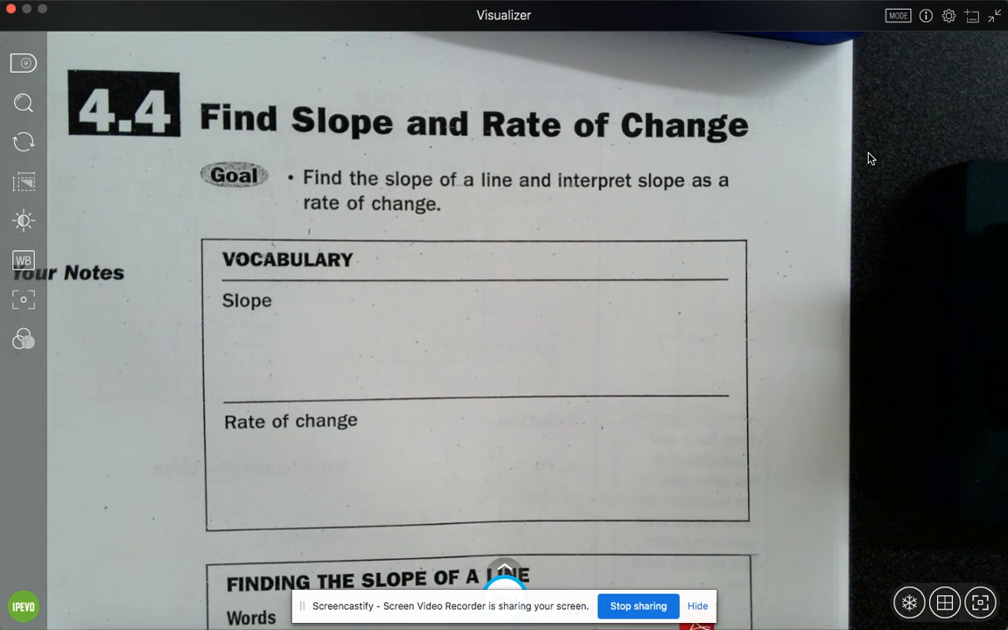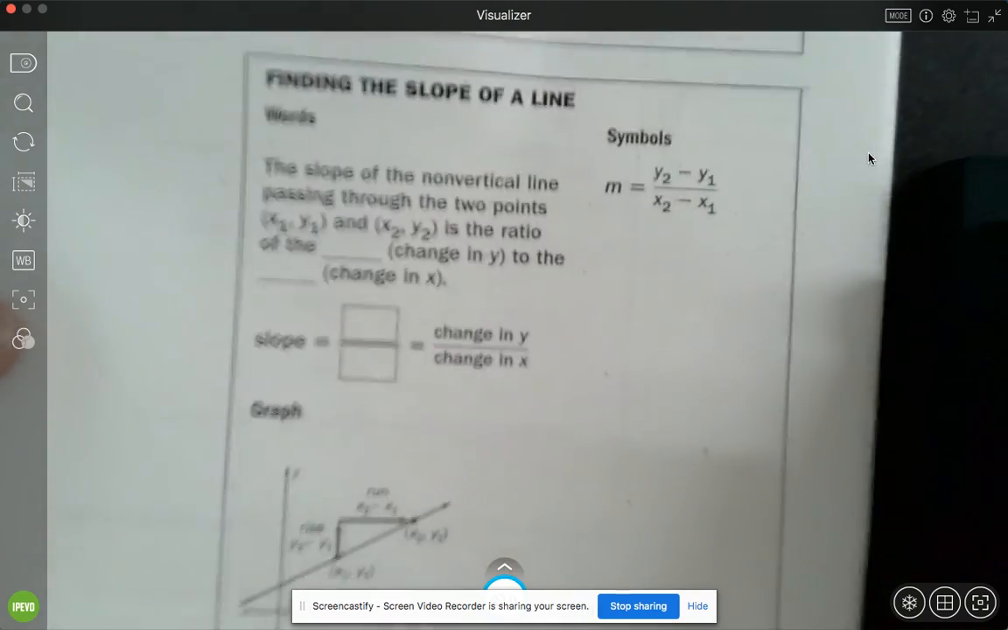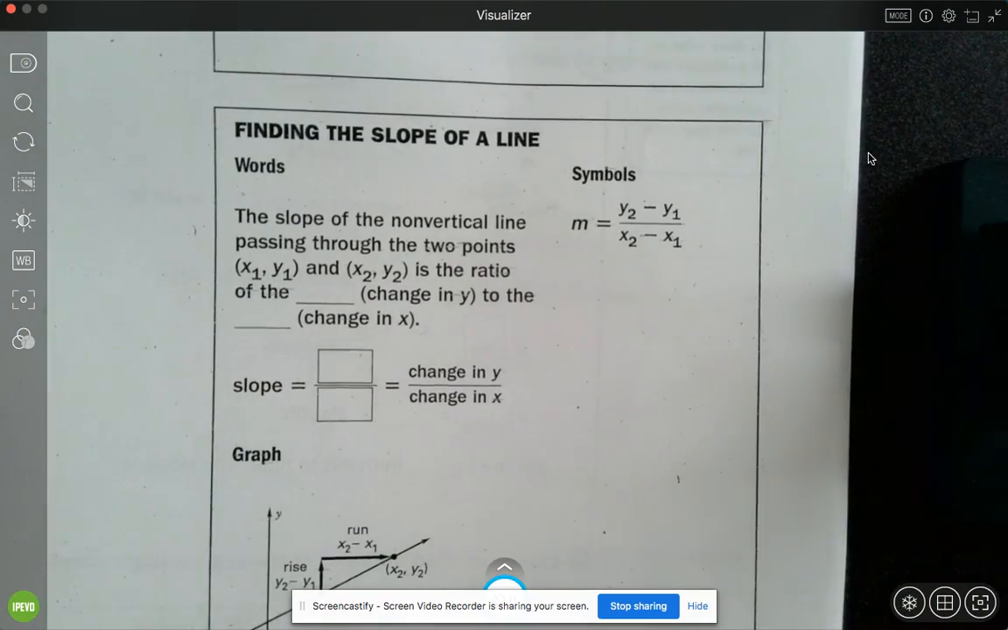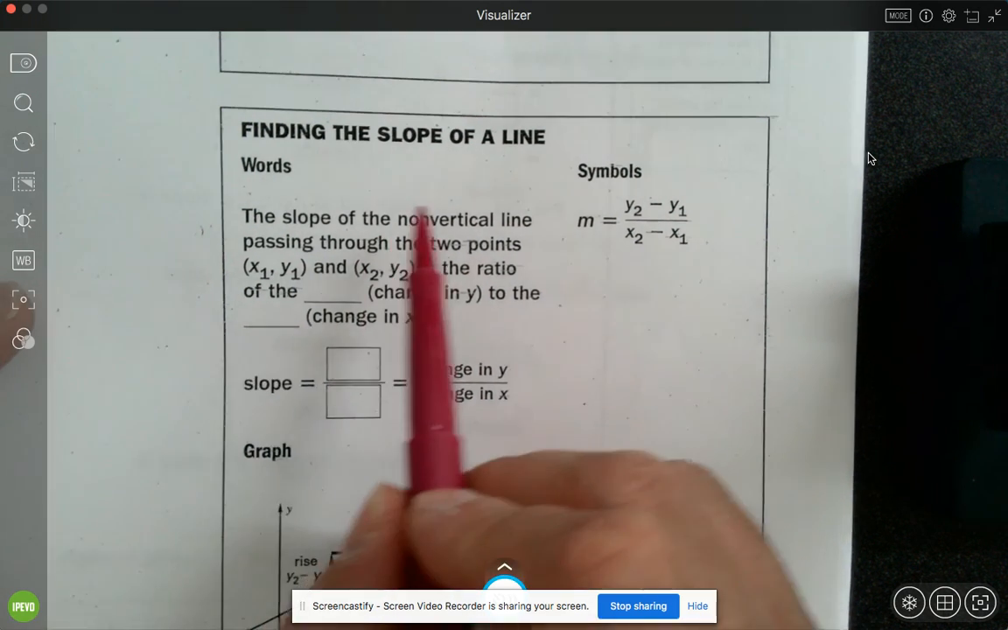Okay, let's look at finding slope and rate of change, the guided notes section. So some of this is a little redundant, but we'll go through it nevertheless. And you'll definitely get to check your checkpoints or do your checkpoints as well. So the first part is just finding slope of the line.